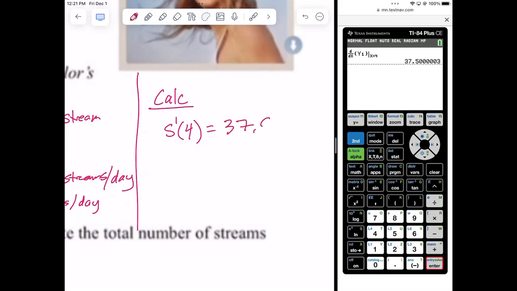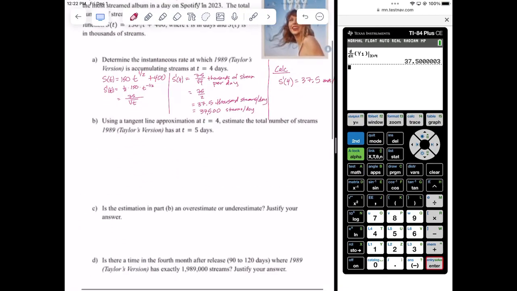If she were the man, she would tell you to say it's 37.5 and not 0.5003. Okay. And then again, that would be thousands per day. All right, so a good question, right? Using the tangent line approximation, this is why it's germane to what we're doing, because we're going to be testing over this on your take-home test on Monday. Using the tangent line approximation at 4, estimate the total number of streams.